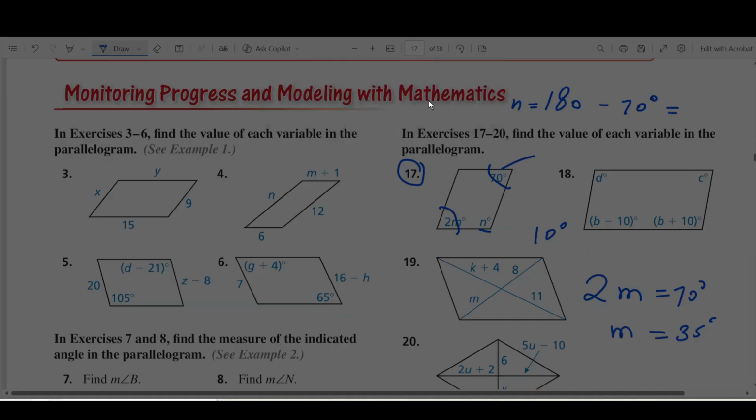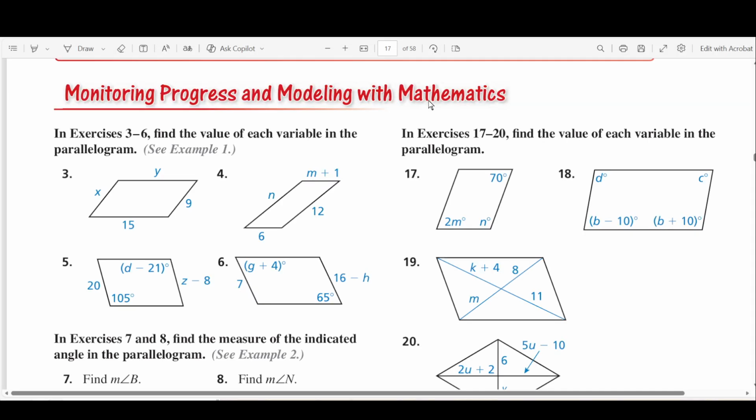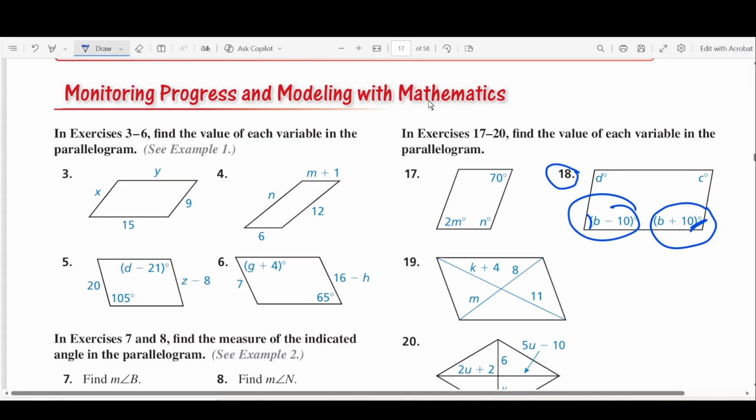Okay. Let me just erase everything. Okay, let's do question number 18. Find the variables B, C, and D. So let's first start with B. So these are consecutive angles, this and this, right? So that means these two should add up to 180, right?